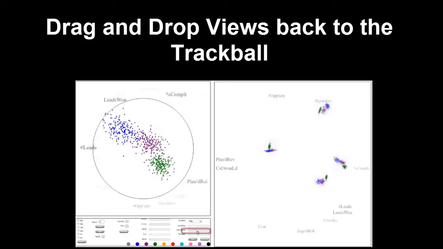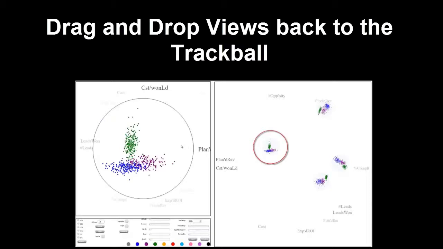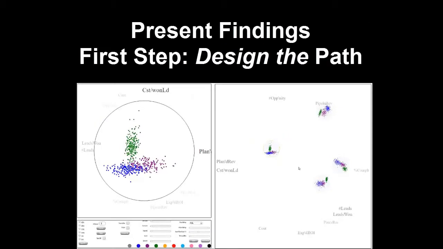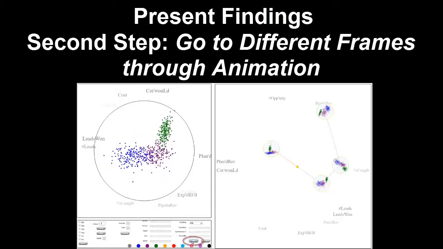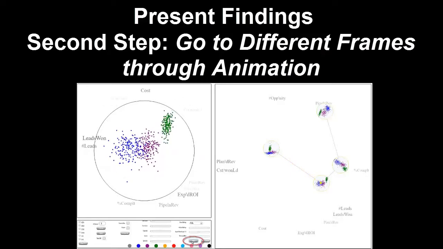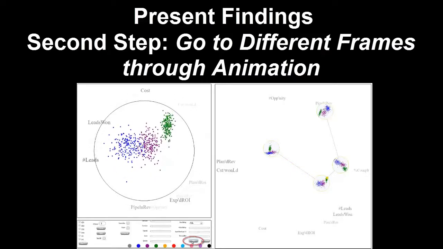At any time, if the user wants to further examine one previously added subspace, he can simply drag and drop it back to the trackball. If the user wants to present the findings to others, he can use our trail map to create a path among the added small views simply by clicking them in order. Then he can use the next button to smoothly transition between them and make stops at keyframes for explanation.